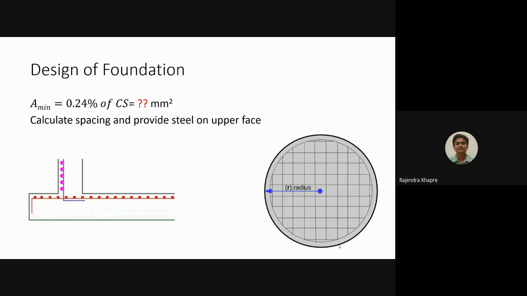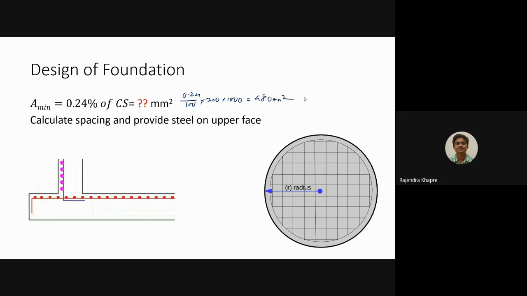Now as far as AST is concerned, because it is supporting a simple tower and not much bending moments or shear force or any kind of loads are there, values are very less. So what we can do is provide the minimum AST. AST can be calculated as 0.24% of cross section area. So this is 200 into 1000, which comes out to be something like 480 millimeter square.